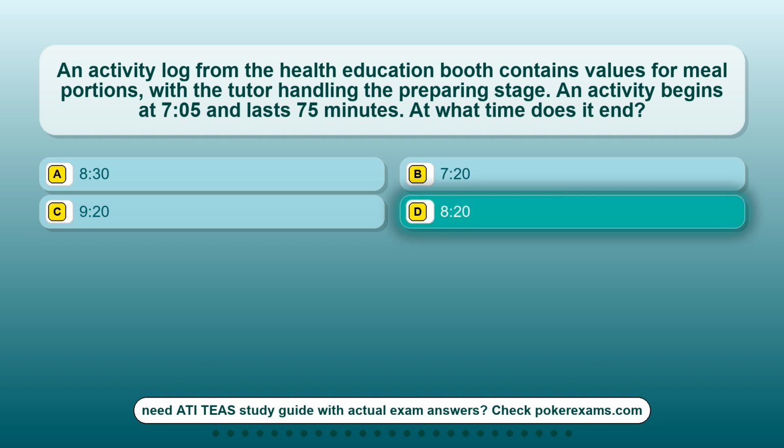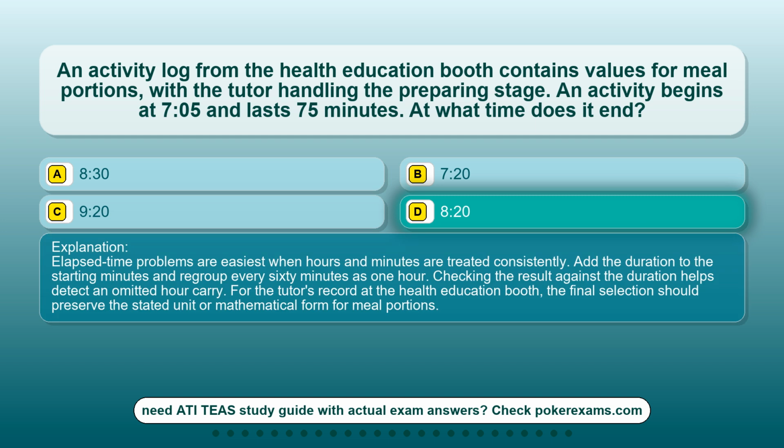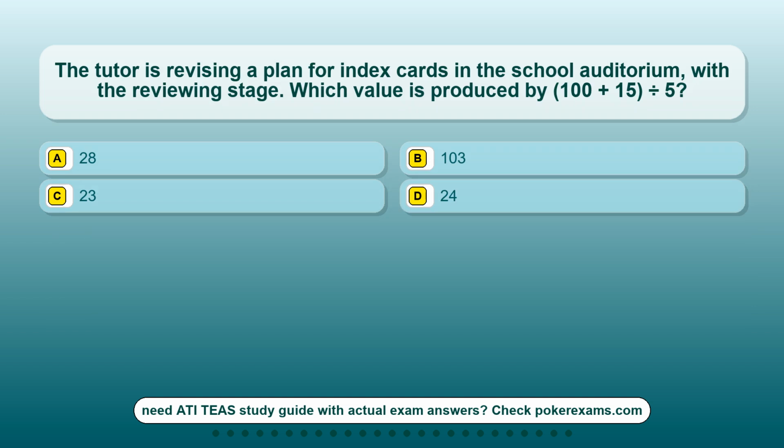The correct answer is option D, 8:20. Elapsed time problems are easiest when hours and minutes are treated consistently. Add the duration to the starting minutes and regroup every 60 minutes as 1 hour. Checking the result against the duration helps detect an omitted hour carry. For the tutor's record at the health education booth, the final selection should preserve the stated unit or mathematical form for meal portions. Question 22.